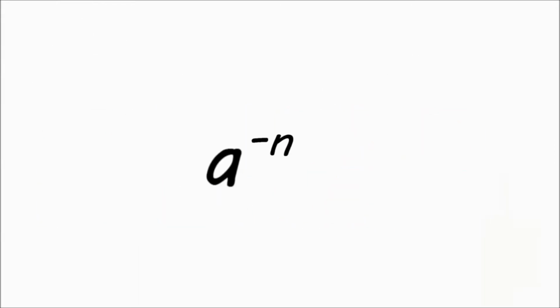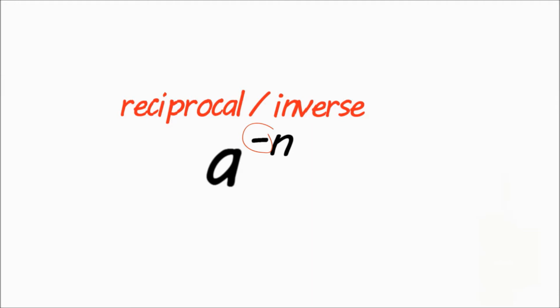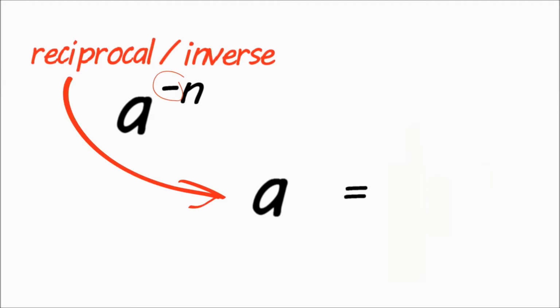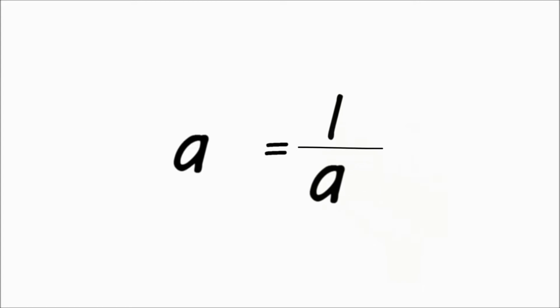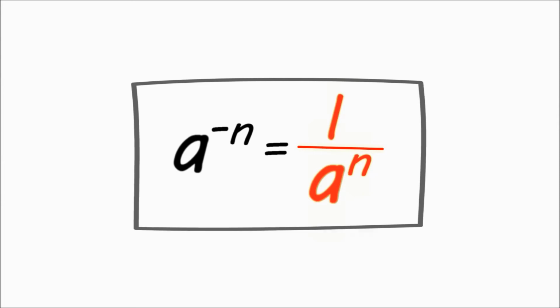Given the base a and the index negative n, the negative here actually represents a reciprocal or an inverse. For example, the reciprocal of a is 1 over a. We take the reciprocal of a to the power of negative n by writing down 1 as the numerator and bringing down the base and the index without the negative sign as the denominator. Hence, a to the power of negative n can be written as 1 over a to the power of n.